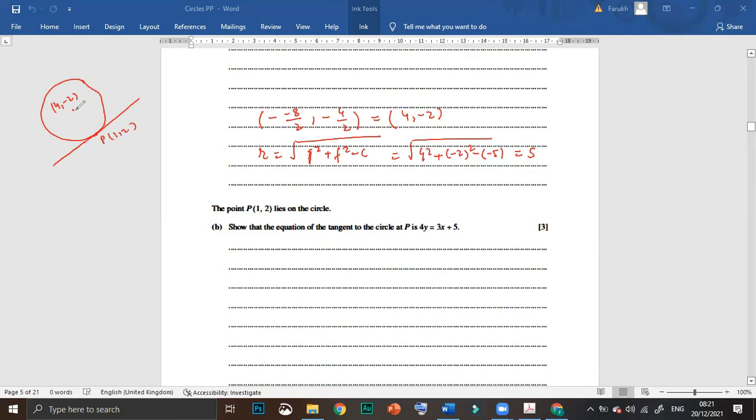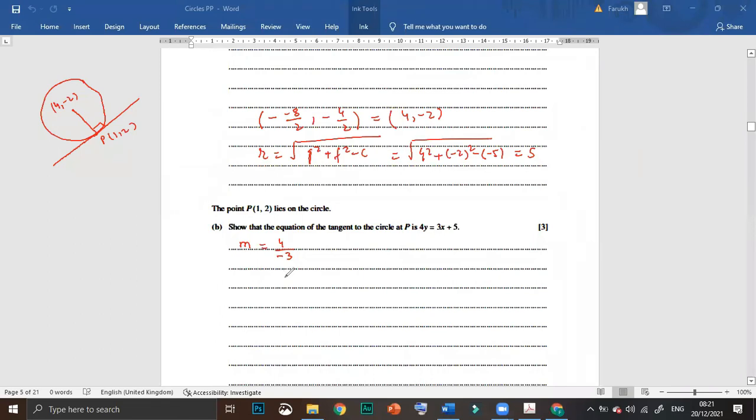We want to find out the equation of this tangent. As you know, these two are perpendicular. We will find out the gradient of the radial line. M is equal to 2 plus 2, 4, over 1 minus 4, minus 3. This one is the gradient of the radial line.